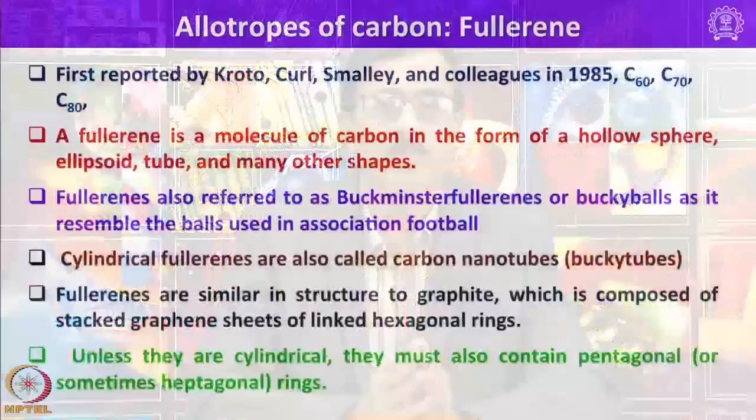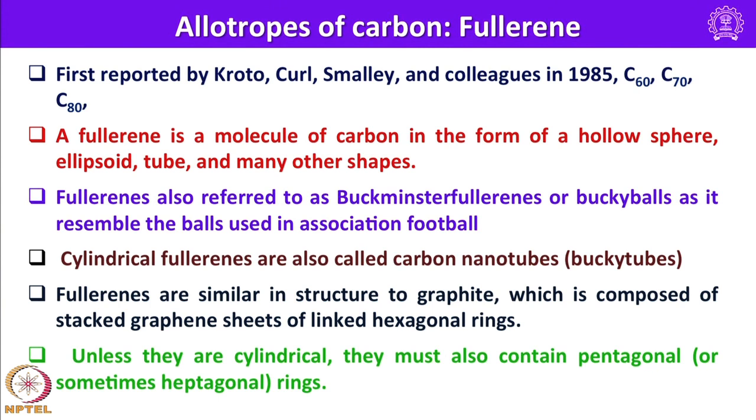Another important allotrope of carbon is fullerene. It was first reported by three scientists, Kroto, Curl and Smalley in 1985, and they showed the presence of C60, C70 as well as C80.